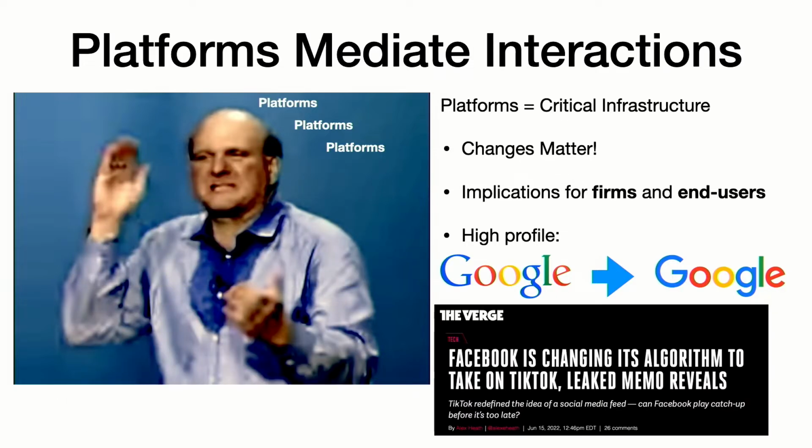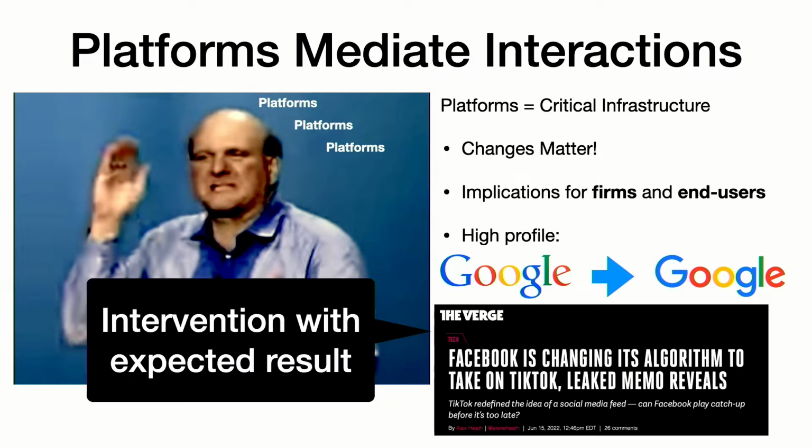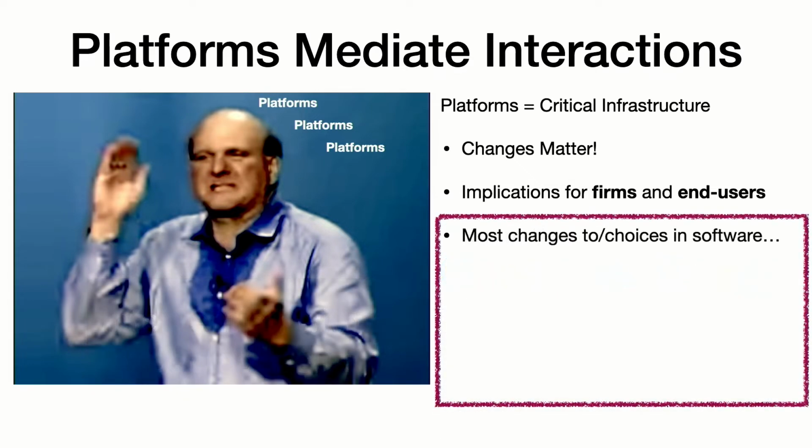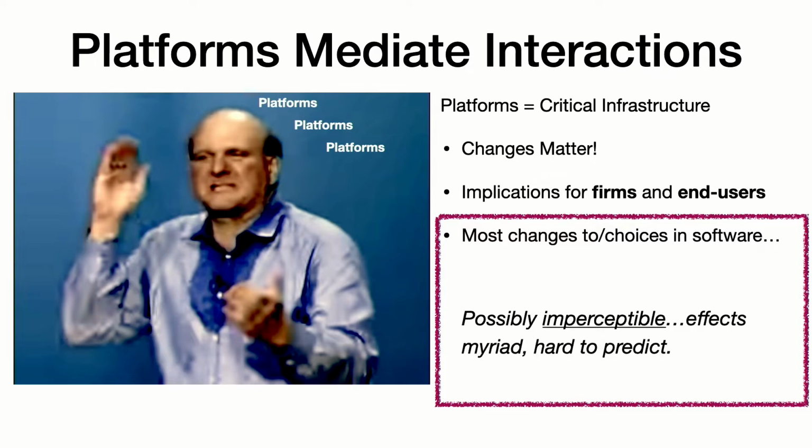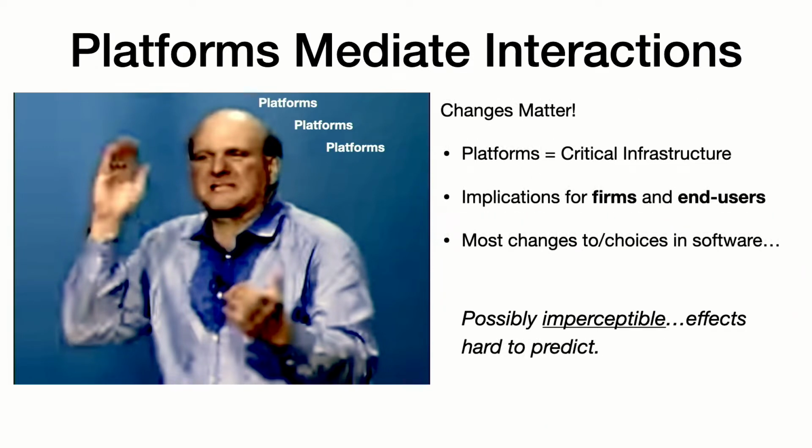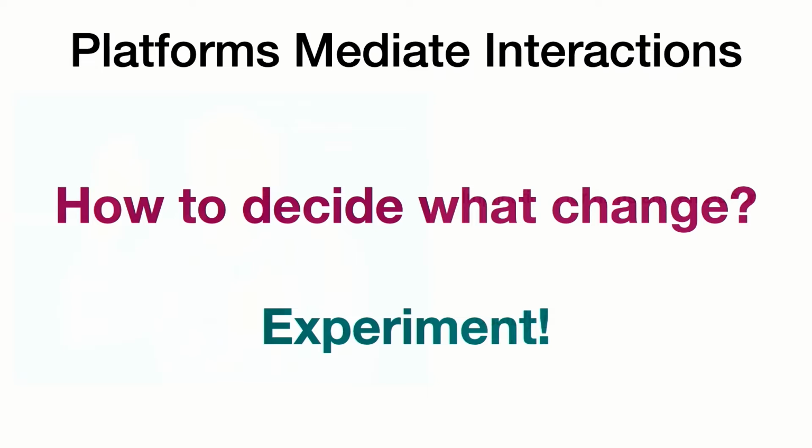A couple weeks prior to that change, there was a report that Facebook had considered changing its algorithm to compete with TikTok. And so when these changes are put onto systems, these are usually an intervention with some sort of expected result. And for many changes in software, these may be possibly imperceptible or may have many types of effects, and these things might be hard to predict. So the question is, how to decide what to change? And so the answer is to perform experimentation.